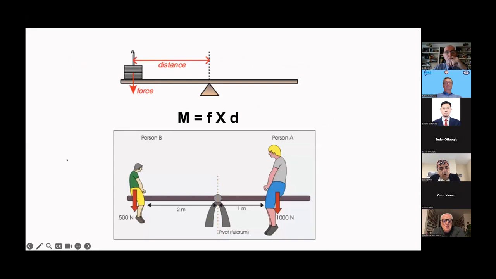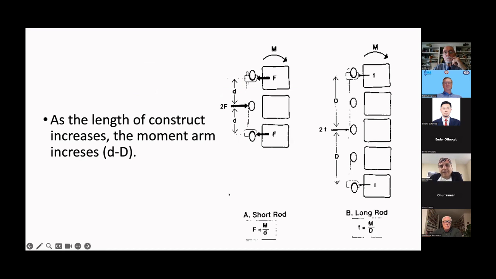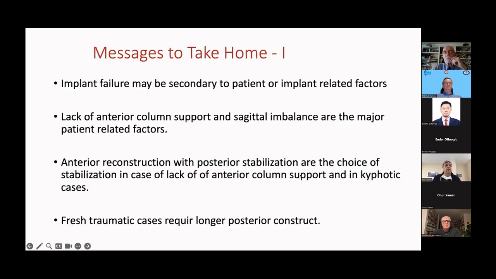Construct length is very important. Dr. Benzel talked about the moment and force and distance. This is very important because if the distance is long, using less force, you can provide the same moment. In person one, this is a fulcrum. Distance is 2 meters. Here is 1 meter. Here we have a larger man, but here we have a small one, but there is equality. This is because of the distance of the moment arm. Therefore, if there is risk of failure, if your anterior support is enough, it's better to use longer instrumentation, as I mentioned before. So, finally, I would like to talk about some messages.